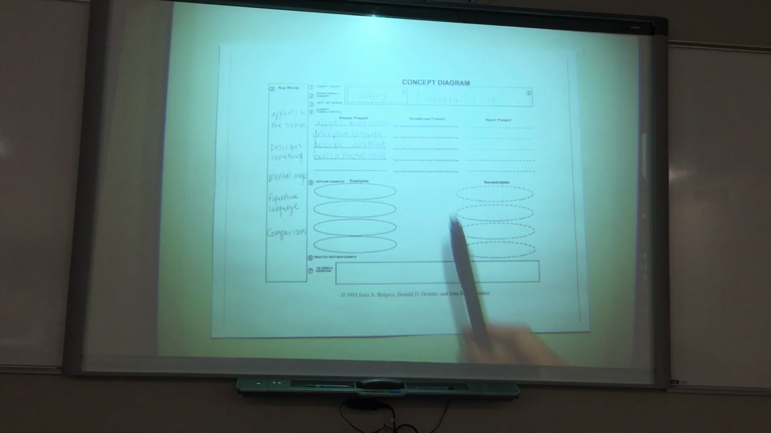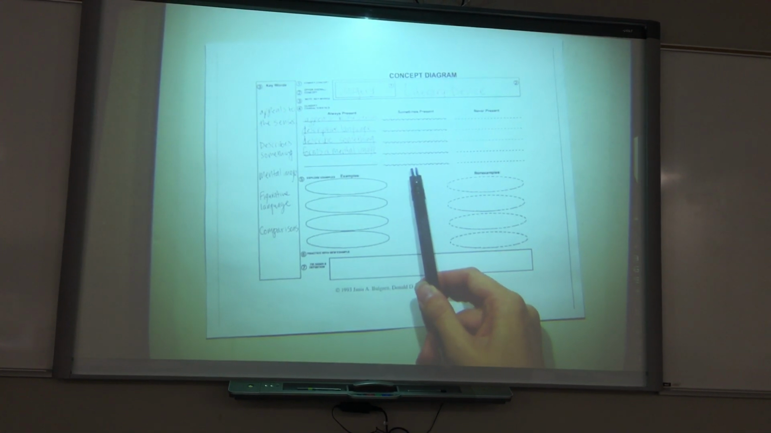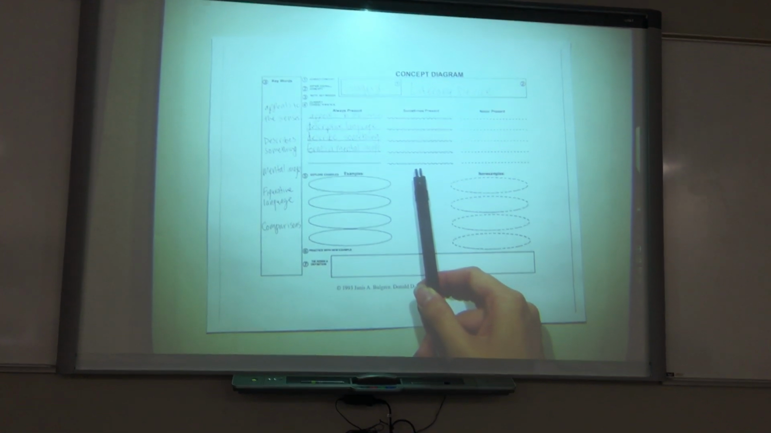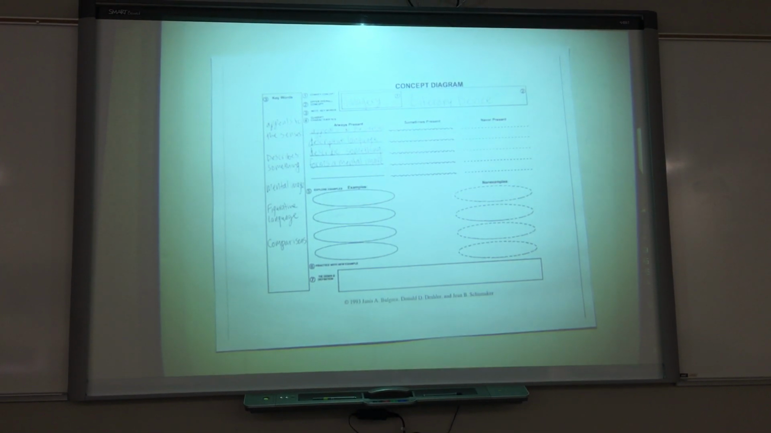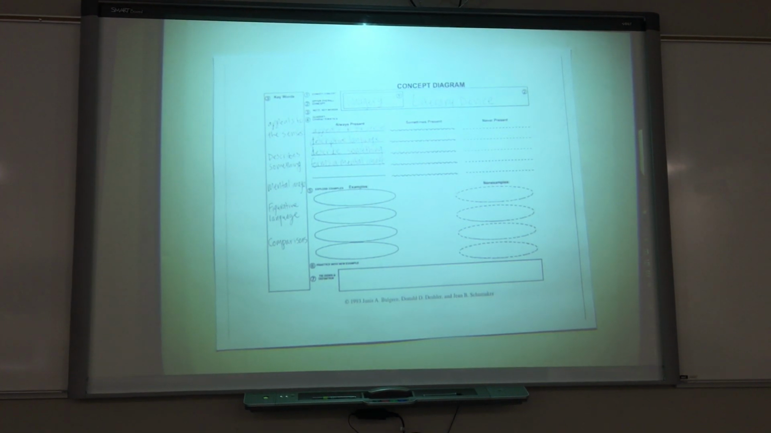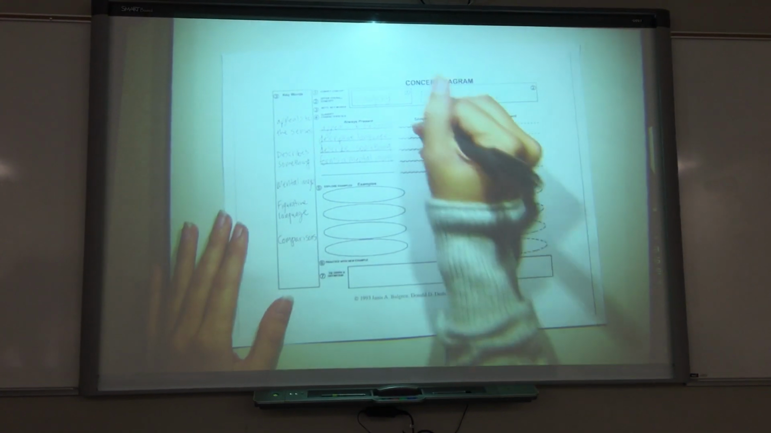Next, we will fill in the sometimes present section with the squiggly lines. There's only a couple for this one. So imagery sometimes uses figurative language.